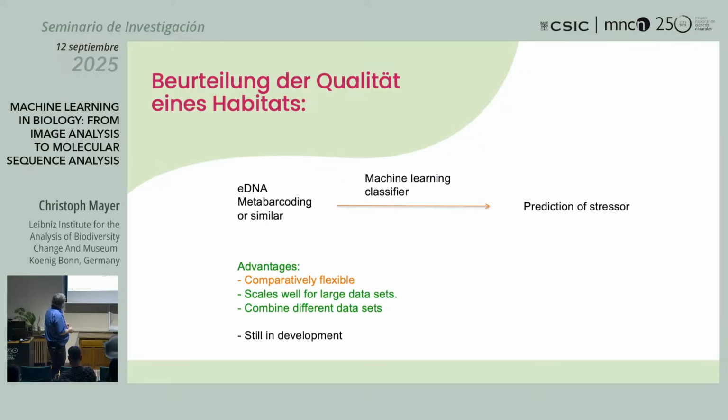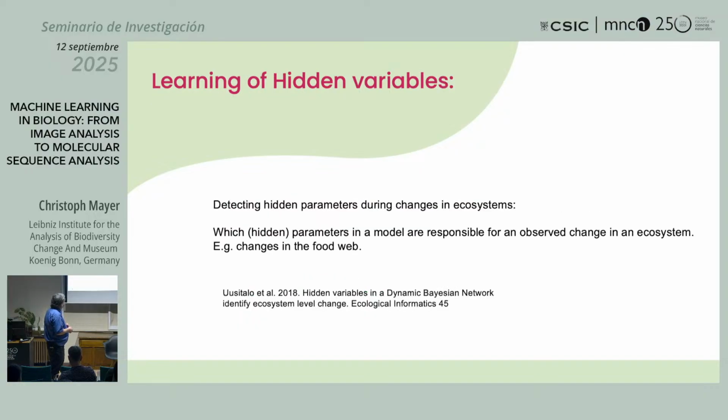So the advantages are that it's much easier and much faster. You use eDNA methods. It's comparatively flexible and scales well with a large number of data sets. These are the big advantages here. So this has hidden variables in a dynamic Bayesian network. These ideas are not used very often at the moment, but they have already been published a few years ago.